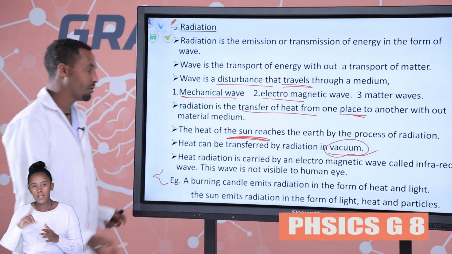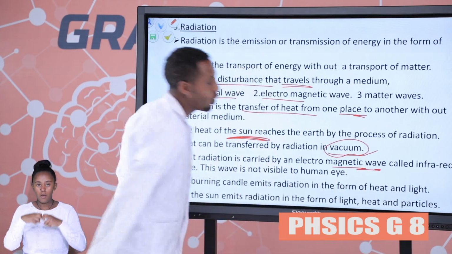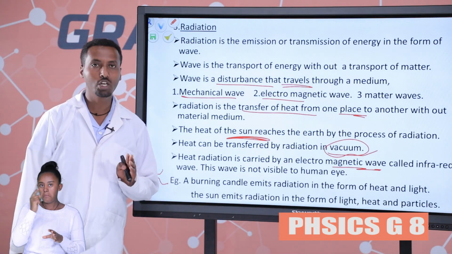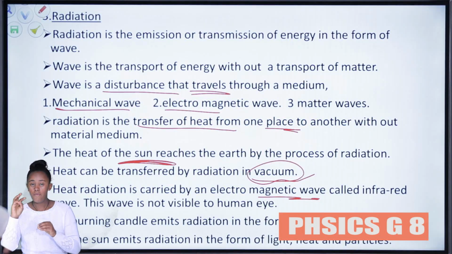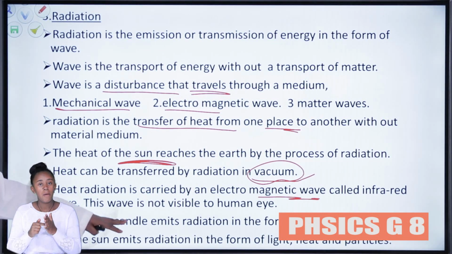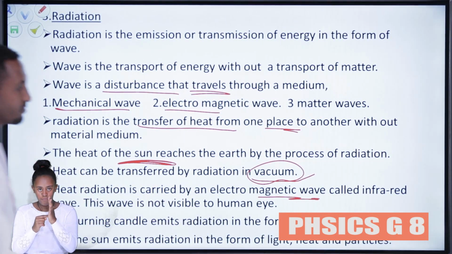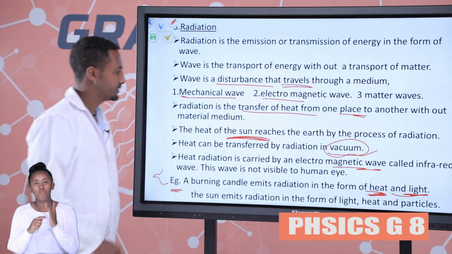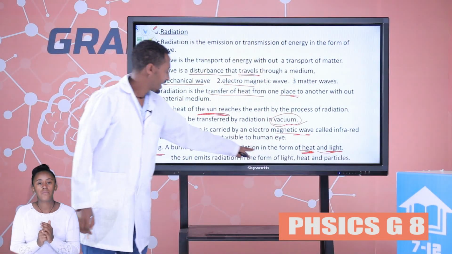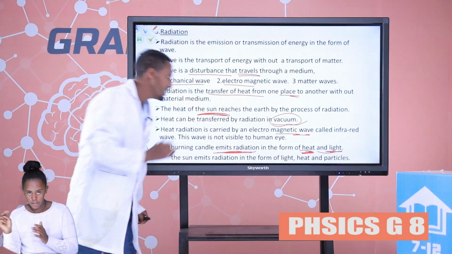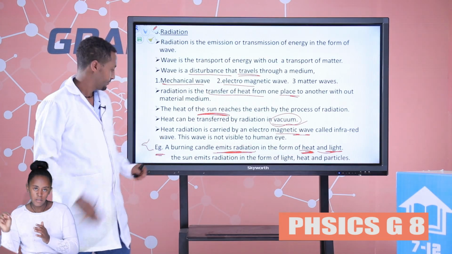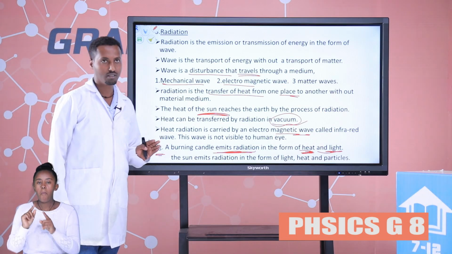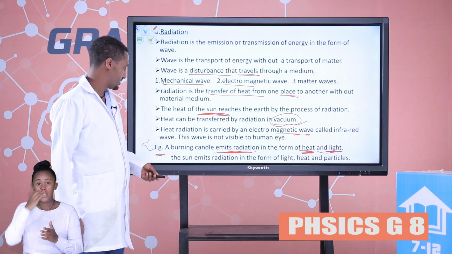Heat radiation is carried by an electromagnetic wave called an infrared wave. This wave is not visible to the human eye. We cannot see this wave. Example: a burning candle emits radiation in the form of heat and light. The sun emits radiation in the form of light, heat and particles.